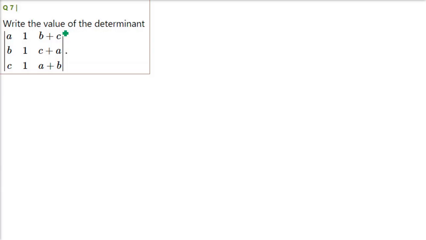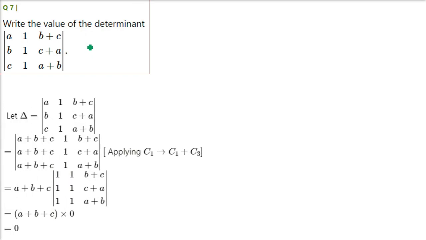Write the value of the determinant. So we'll apply the property here. The question which we have already done, we generally do row 1 plus row 2 plus row 3, or column 1 plus column 2 plus column 3. So if we do column 1 plus column 2 plus column 3, we will get A plus B plus C plus 1 in all of the first column.